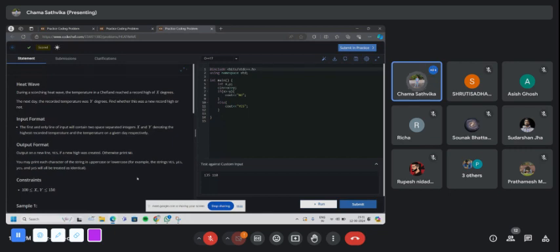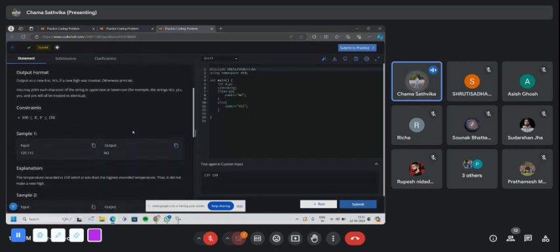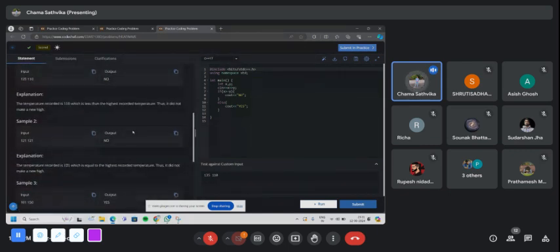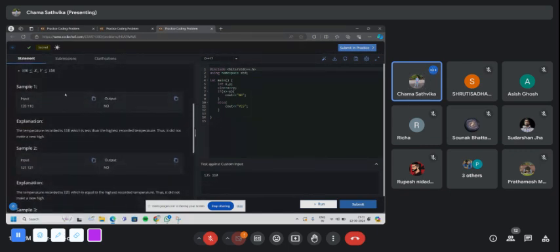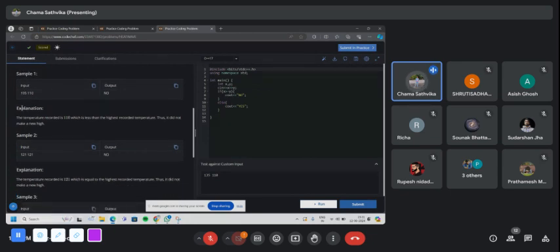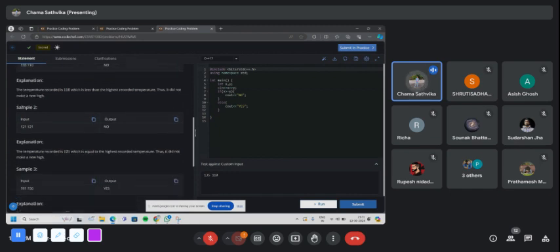Simply, we need to take input as X and Y. We'll observe the test cases once. If the temperature of the second day is higher than the first day, then we need to print the output as yes, otherwise it is no. That's it. If X is greater than or equal to Y, we'll print no, else yes.